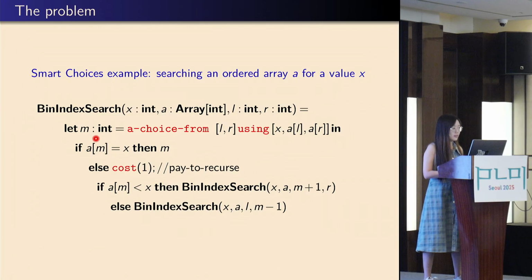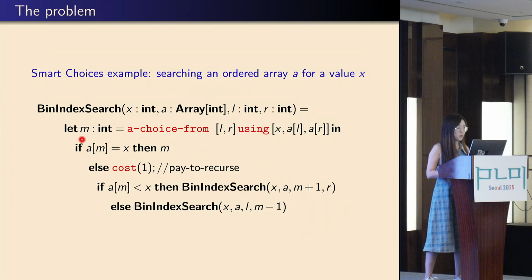And now the question is, at each step of the function, which m should you choose? Well, of course, we want better m's because ideally we want as few recursions as possible. The way we are going to do it is we are going to say that each recursive call is associated with a cost of 1. So you have to pay to recurse. And also, whenever we are choosing this index m, we are going to choose from the range between L and R. We can also provide some context information, like in this case, the value of x, as well as both values at the ends of the array.